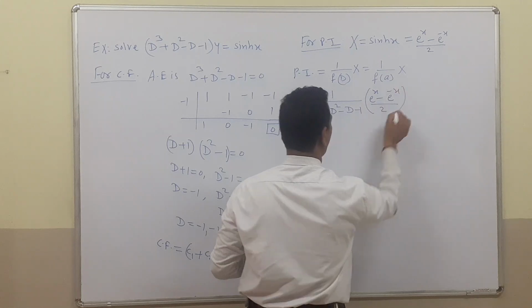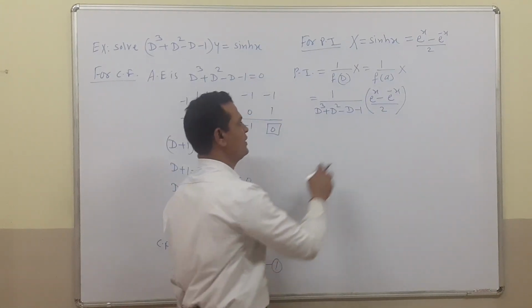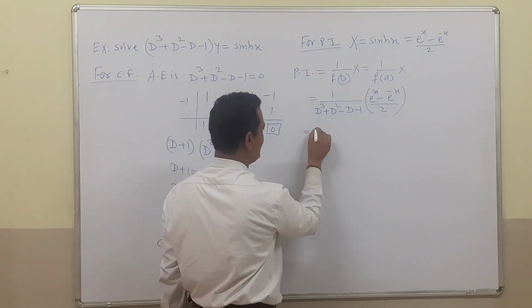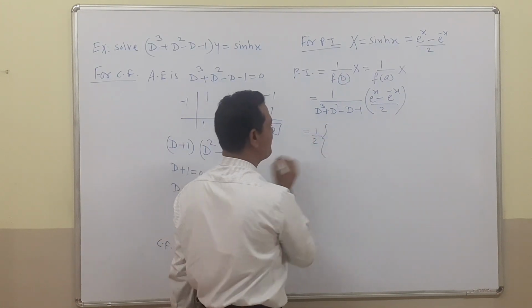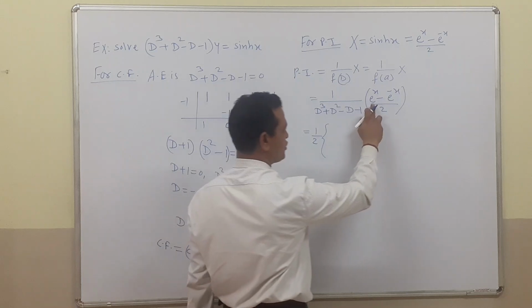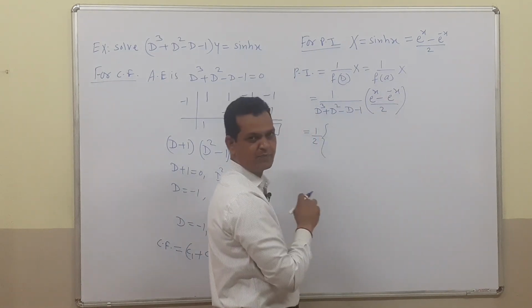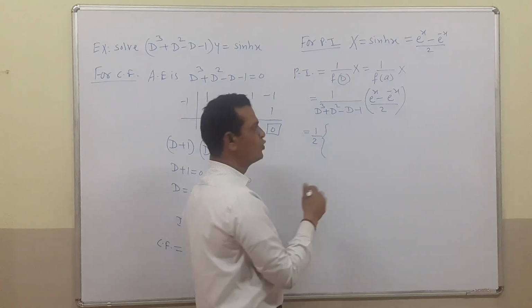So this is the value of capital X. Now in this equation this 1 upon 2 is common. So we may write this as 1 upon 2 then in bracket. So these are two terms, e raised to x and e raised to minus x, and the middle sign is minus. So let's split this into the two parts.